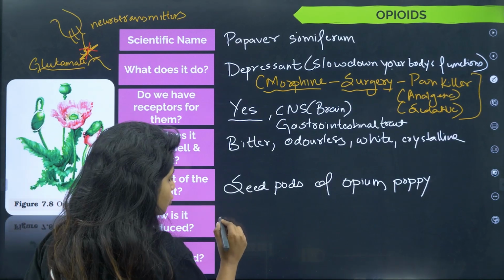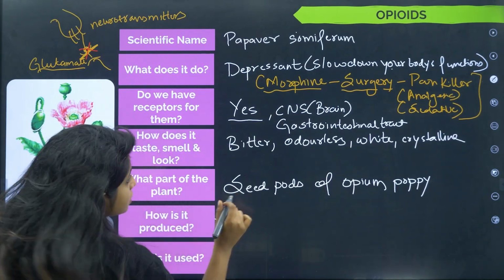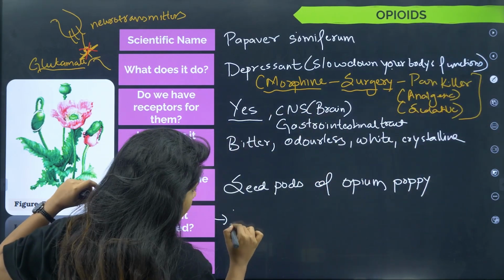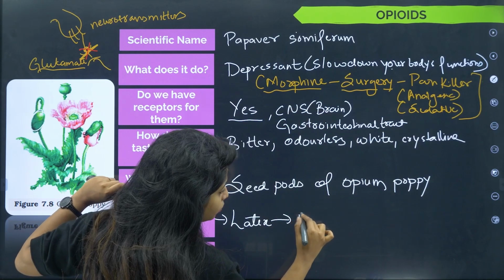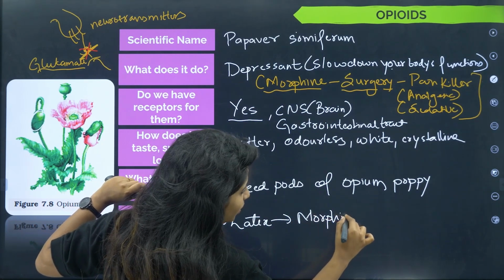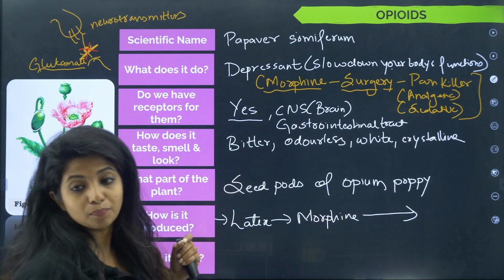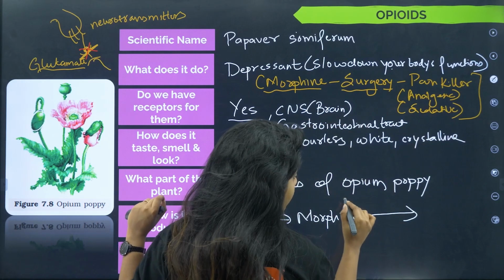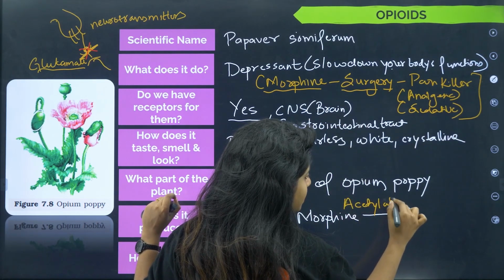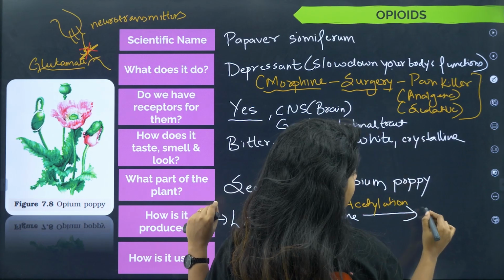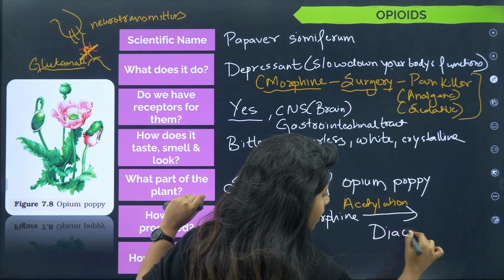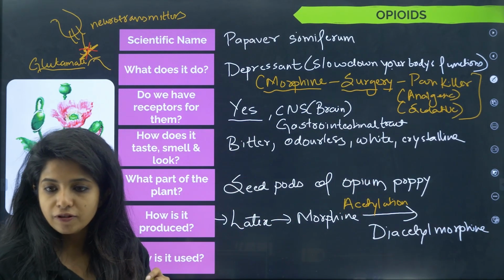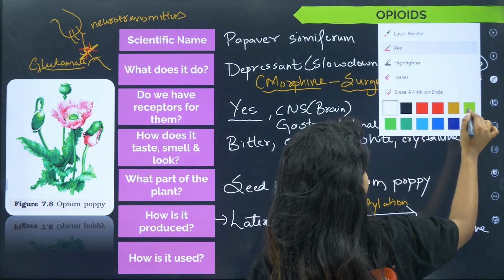Now, how is it produced? Since in your book latex is mentioned, let me also mention latex itself, not the milk of poppy. So latex is there. With the help of latex, you get morphine. This morphine is made to undergo acetylation. You add an acetyl group over there. That is what you mean by acetylation. And at the end of it, what do you get? Diacetyl morphine. You get diacetyl morphine, children, which is also known as our heroin.